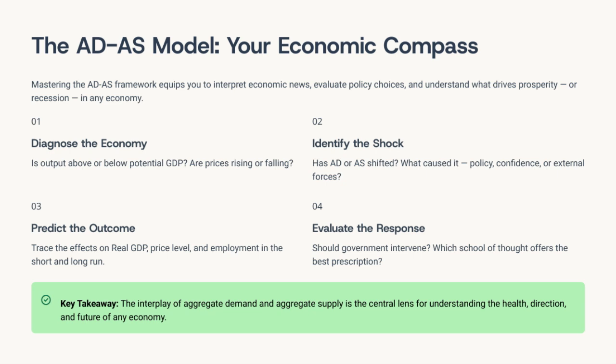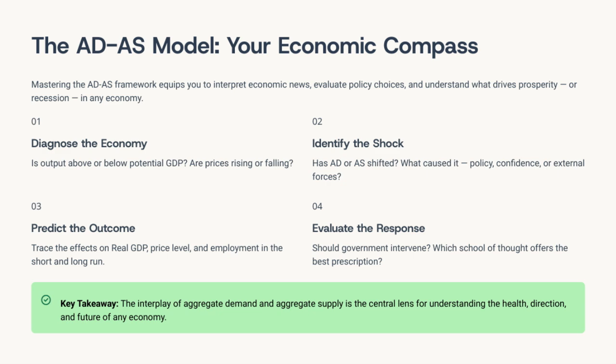Next, we look at how policies or shocks affect the economy by tracing their effects on real GDP, the price level, and employment both in the short run and the long run. This helps us understand the dynamics and potential outcomes of various interventions. Then we want to predict what might happen next. Is there a shift in aggregate demand or supply? And what caused it? Was it policy changes, shifts in consumer or business confidence, or external factors like global events. Identifying these causes is crucial for making informed predictions.